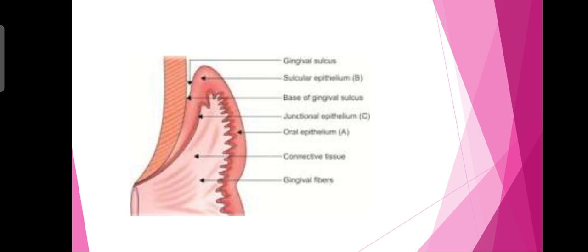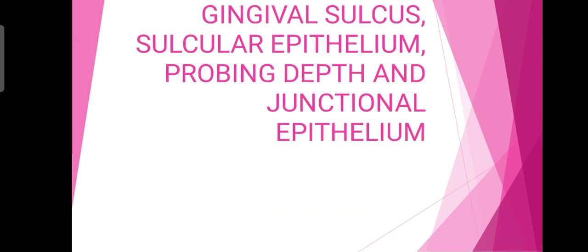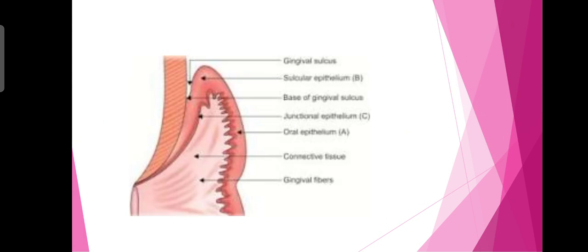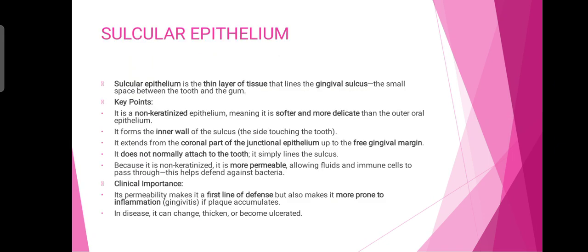This is the gingival epithelium. This is the junctional epithelium, and this is the free gingival margin, and between these is the sulcular epithelium. It does not normally attach to the tooth, it simply lines the sulcus. Because it is non-keratinized, it is more permeable, allowing fluids and immune cells to pass through. This helps defend against bacteria.